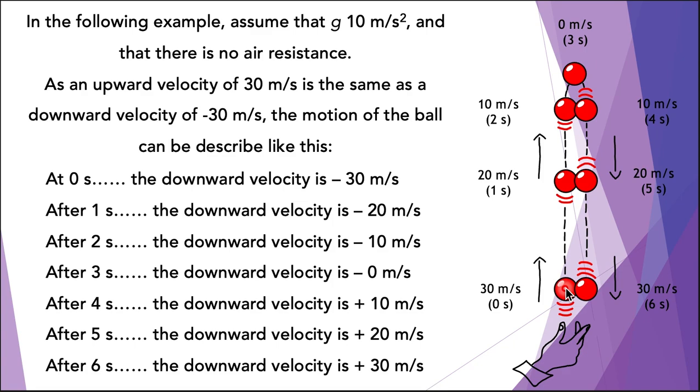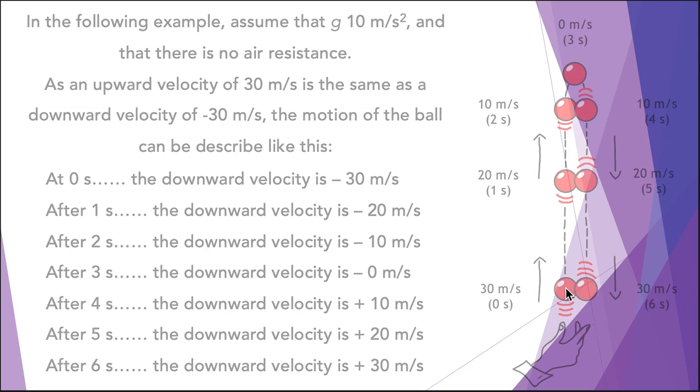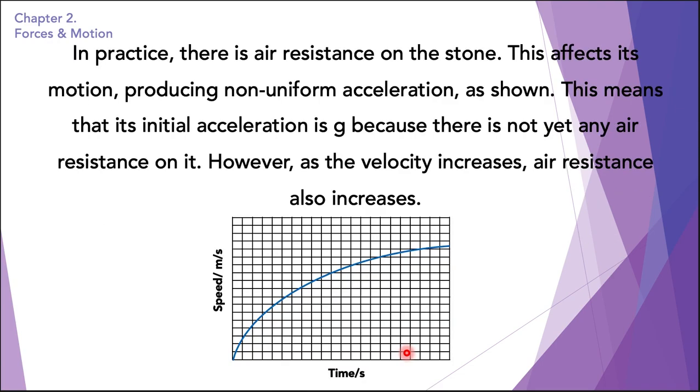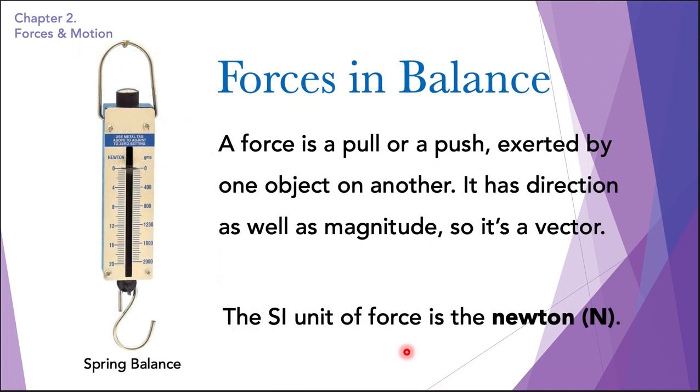So because the gravitational field strength has a force on us, we always have a downward acceleration of 10 meters per second squared, which is also called g. So now that we've understood free fall, let's move ahead onto forces and balance.